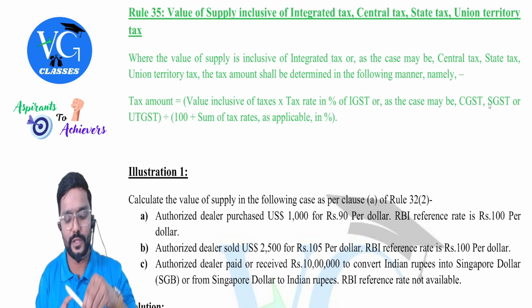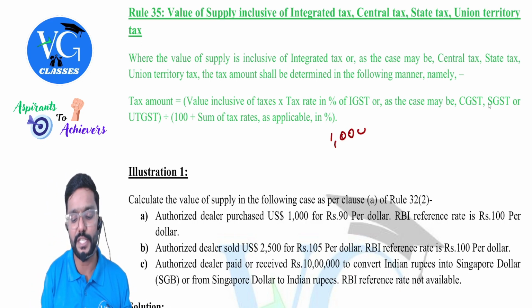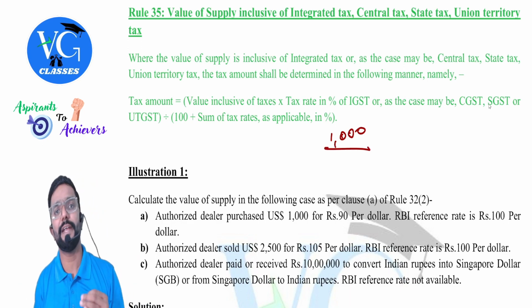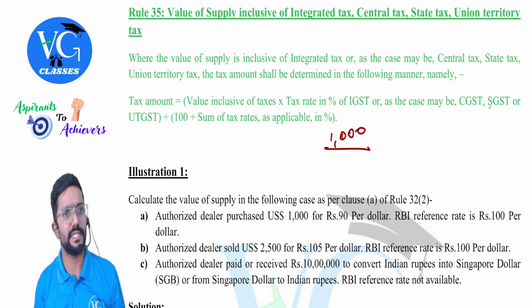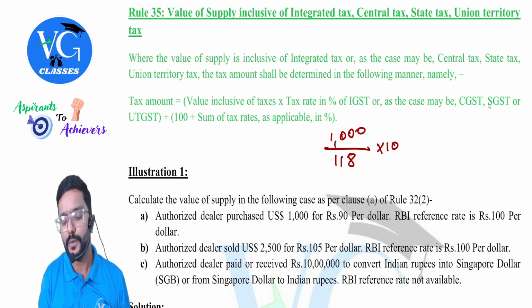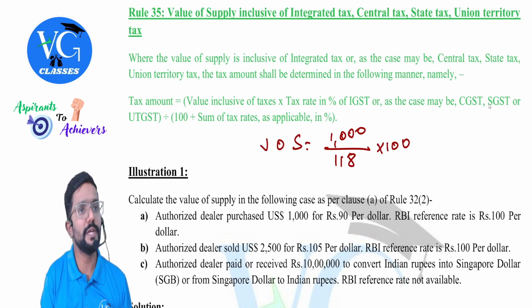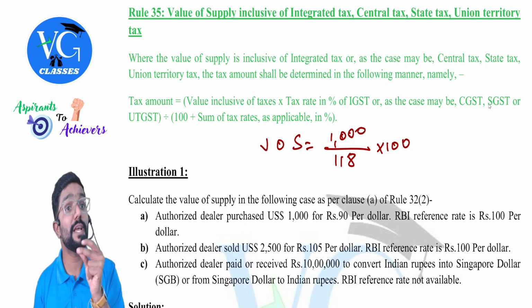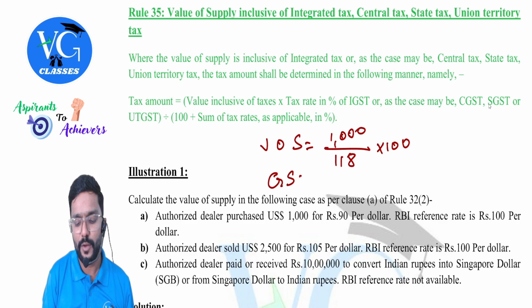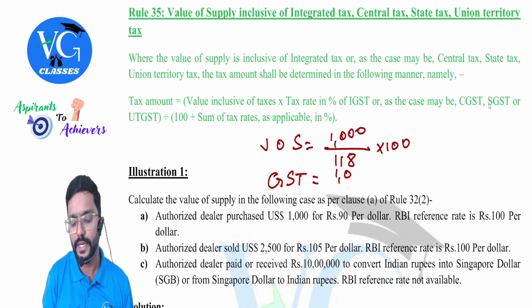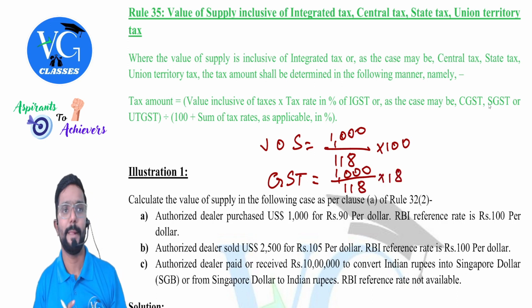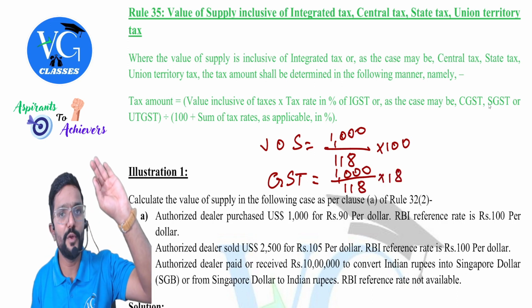Assume I am buying a product for 1000 rupees, which already includes 18% GST. How will I calculate the value component in it? Simple. 1000 divided by 118, assuming the GST rate is 18%, so 100 plus 18 is 118, into 100. This will give you the value of supply. Please be careful, 1000 is including GST. Sir, now assume I want to compute the GST component. In that case, 1000 divided by 118 into 18.